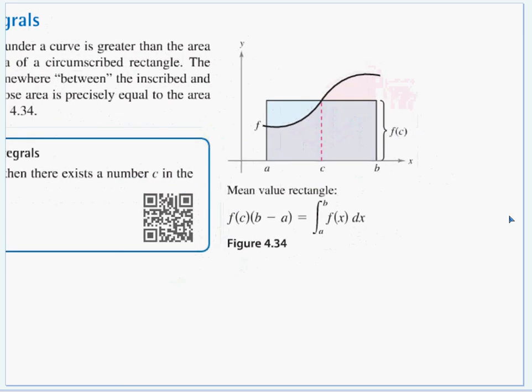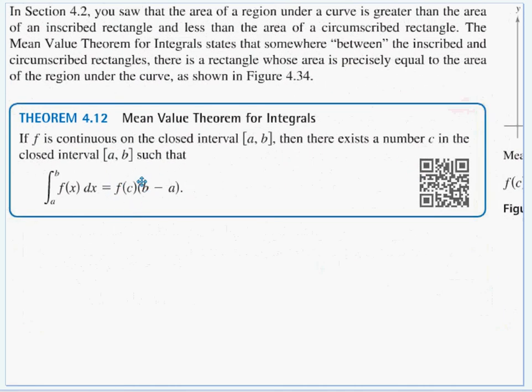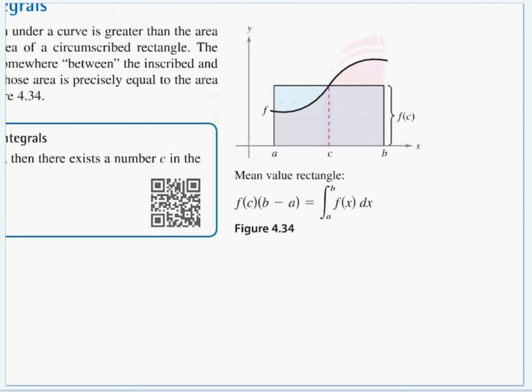And notice here this notation, the mean value. I think, is this the same over here? Yeah, f of c times b minus a. Well, remember, the area of a rectangle is just base times height. Here's the base of the rectangle. What's that length? B minus a.